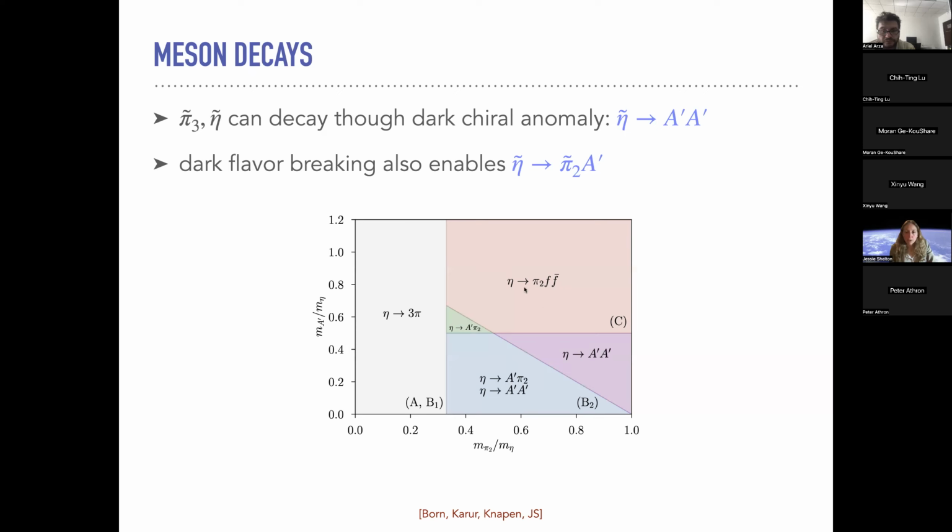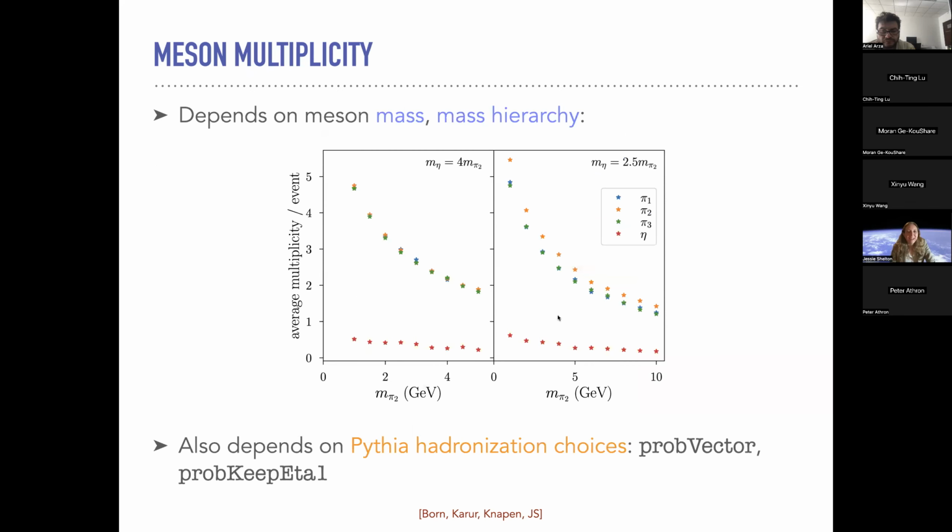But then in the salmon region here, kinematically, the only decay mode available to the eta is through an off-shell dark photon producing this three-body decay. So one last thing before I get into signatures. The meson multiplicity is a really key feature in what the actual signatures look like. How many particles do you make per event?